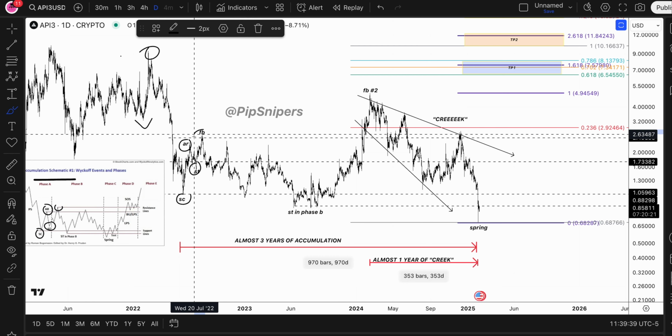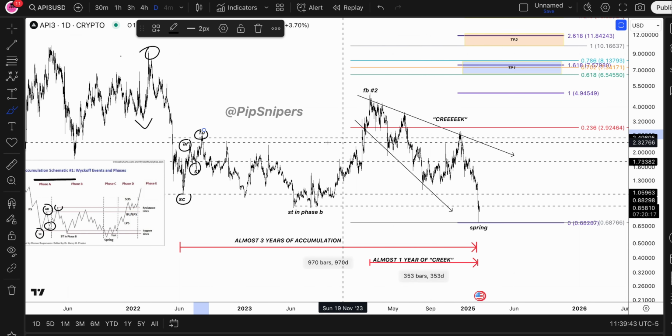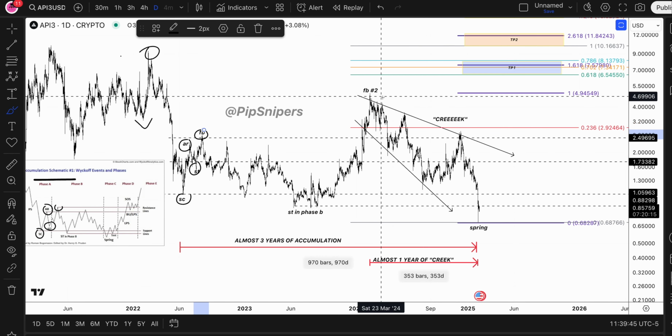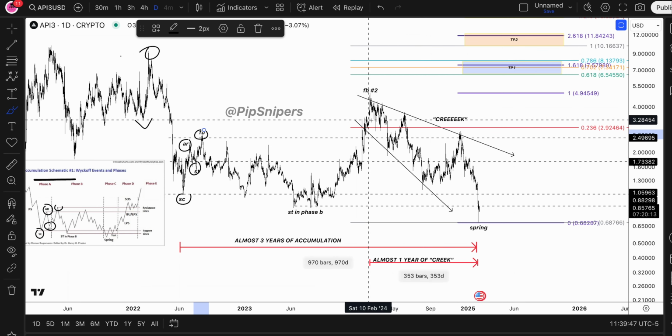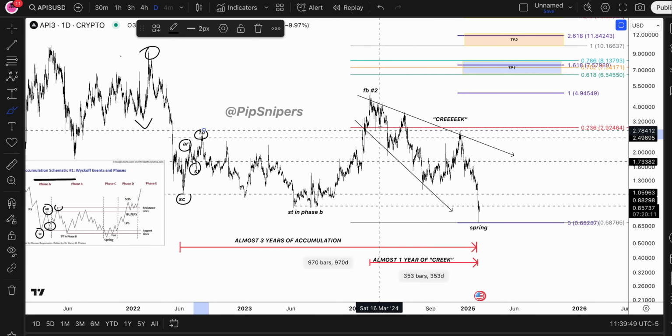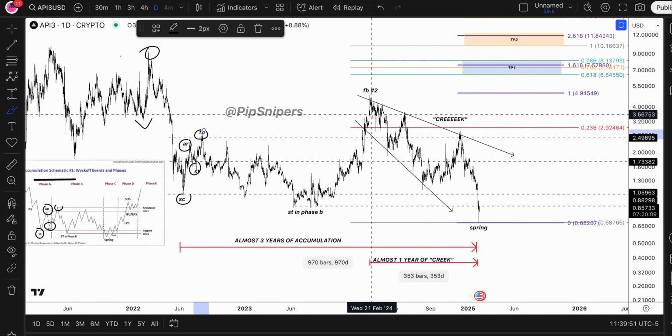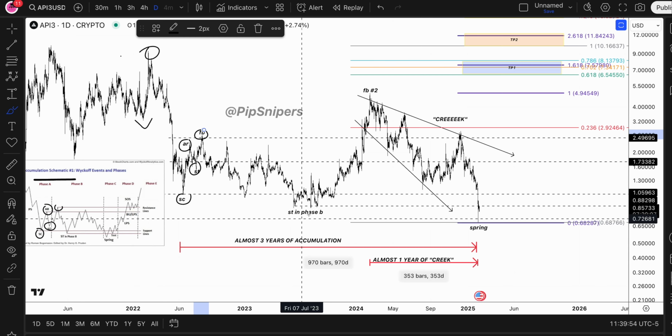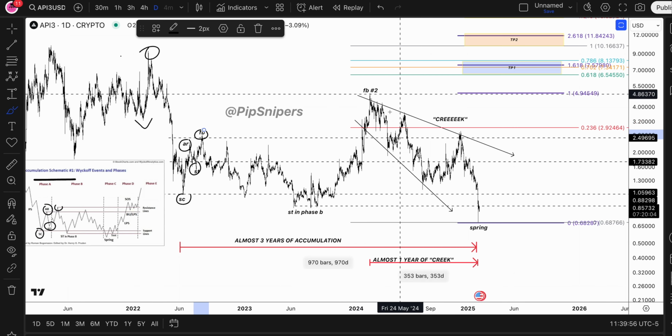Now your first failed breakout always creates the top of your range. And sometimes with your failed breakout number two, you may have a deviation above it, making people think that we're having that full on breakout. But what it really is, it's just a deviation.